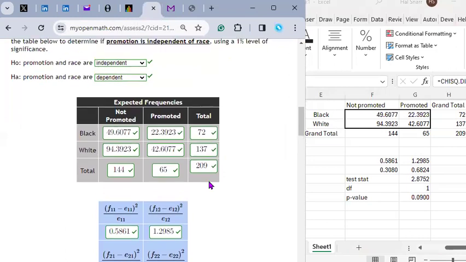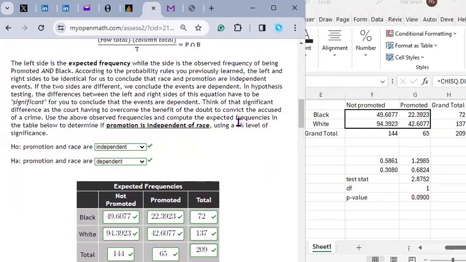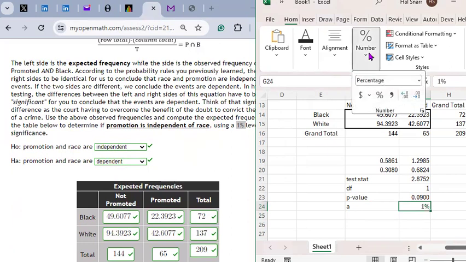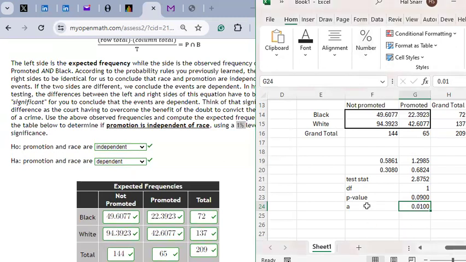Now, the test is being conducted at the 1% level. So this is the significance level, and the significance level is the alpha level, right? So we can type 1%, and then we can convert it to a number, to 4 decimal places. So that's 1%. That's the significance level. Now we need the critical value.